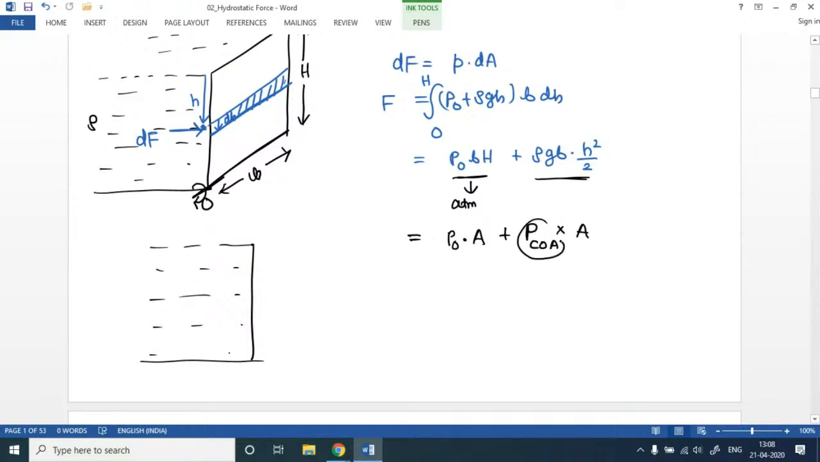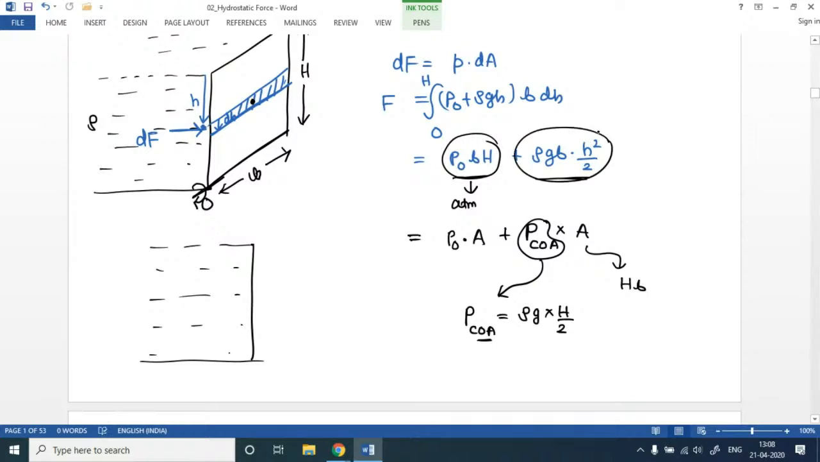What do I mean when I say this term, pressure at center of area? The center of area would be the midpoint of the area, and the midpoint would definitely be at height h by 2. So what would be the pressure? Here you must understand, pressure at center of area is going to be rho g, and the center of area is at depth h by 2, so that is going to be h by 2 over here. If you substitute this, and this A you already understand, that is h into b, so you will be getting these two parts.